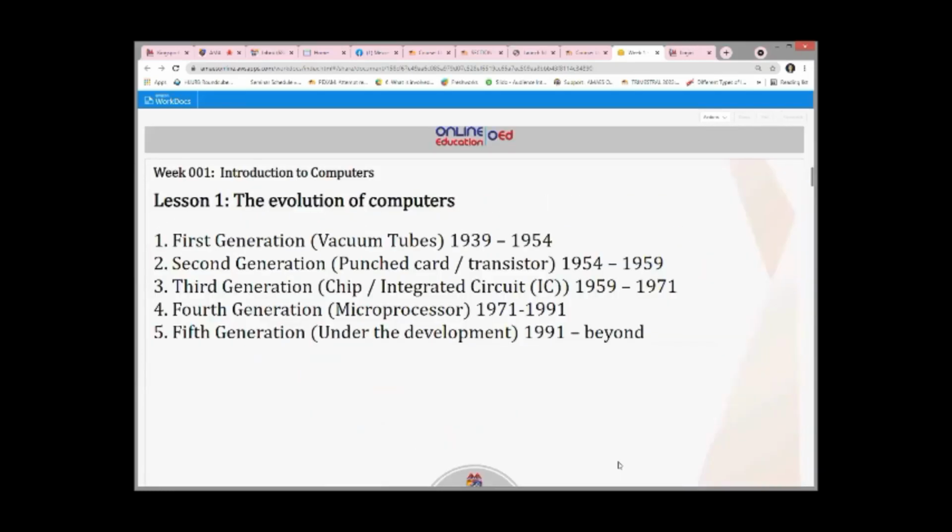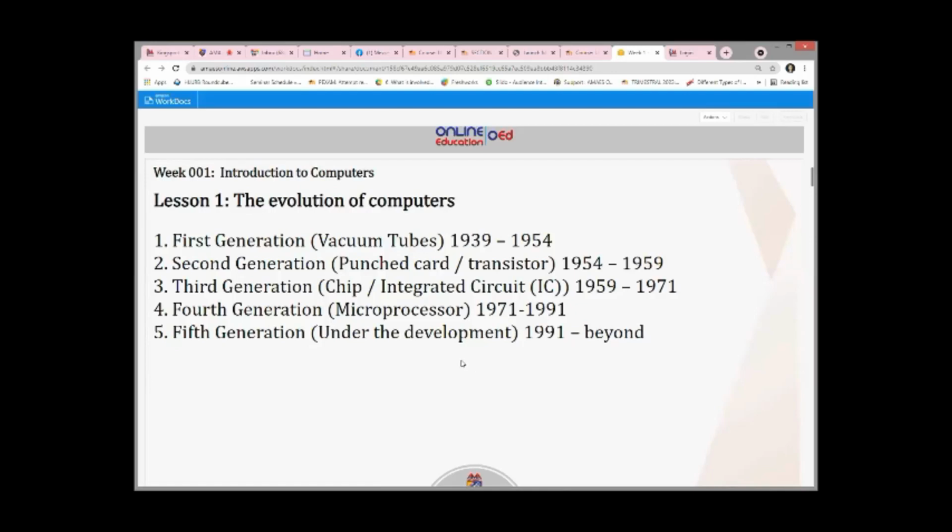Okay, so just to let you know, we have 5 generations of the computer. These are the evolution of computer. For the first generation, we have the vacuum tubes in 1939 to 1954. And then the second generation, we use the punch card or the transistor that started in 1954 to 1959. And in the third generation, we have the integrated circuit, that started in 1959 to 1971.